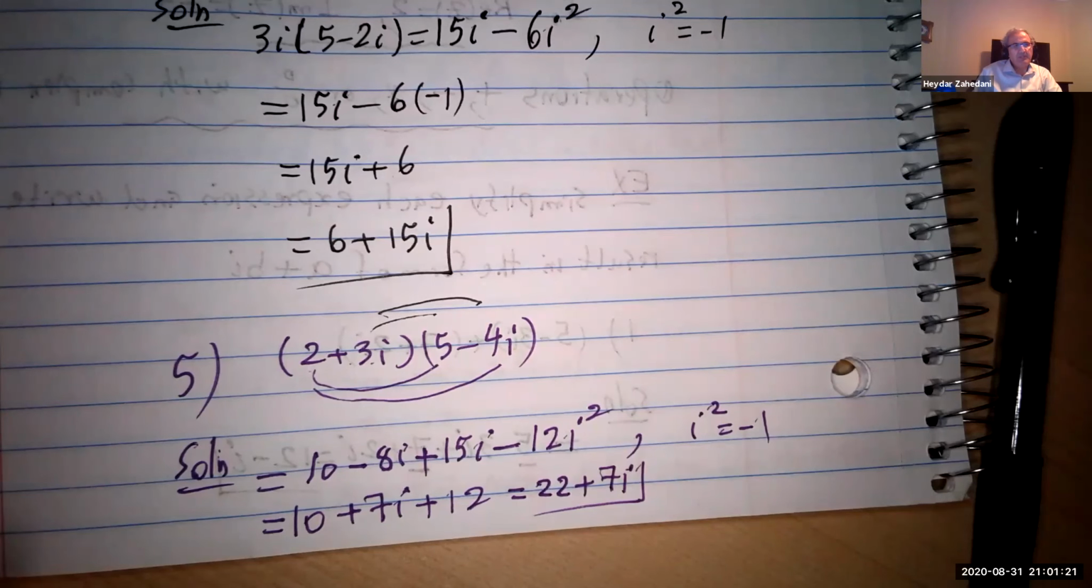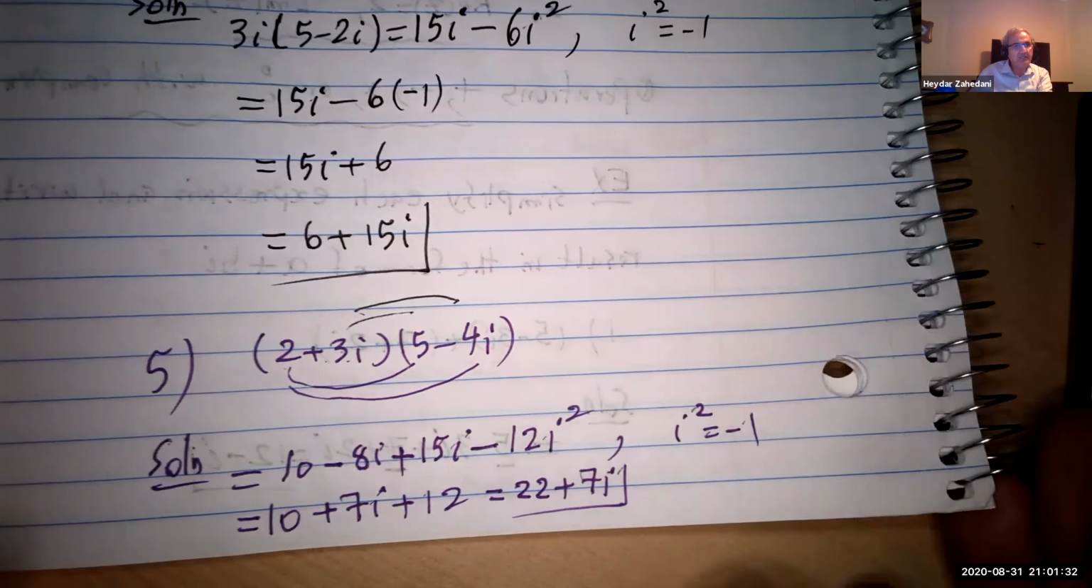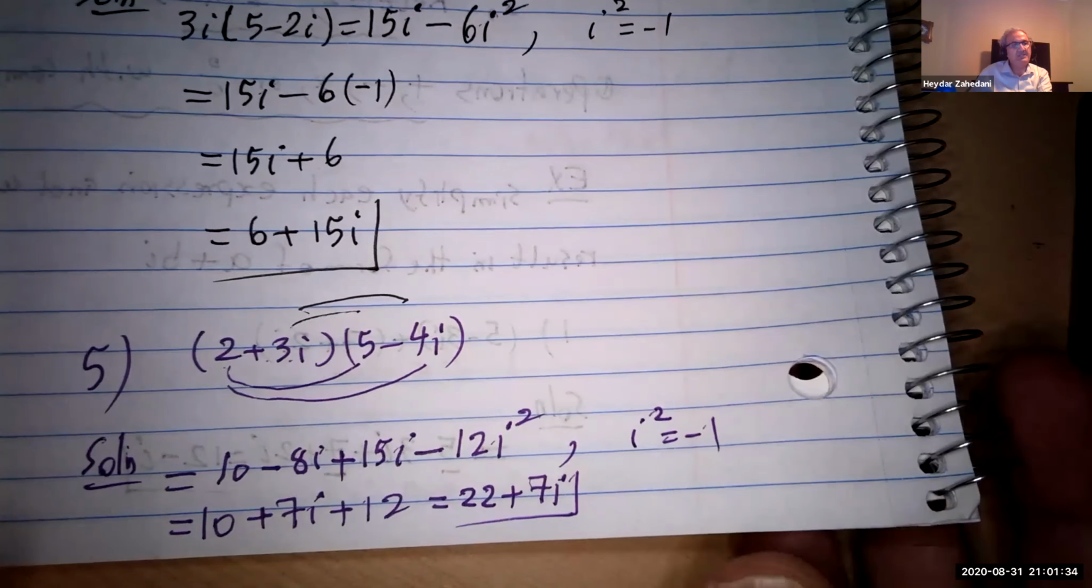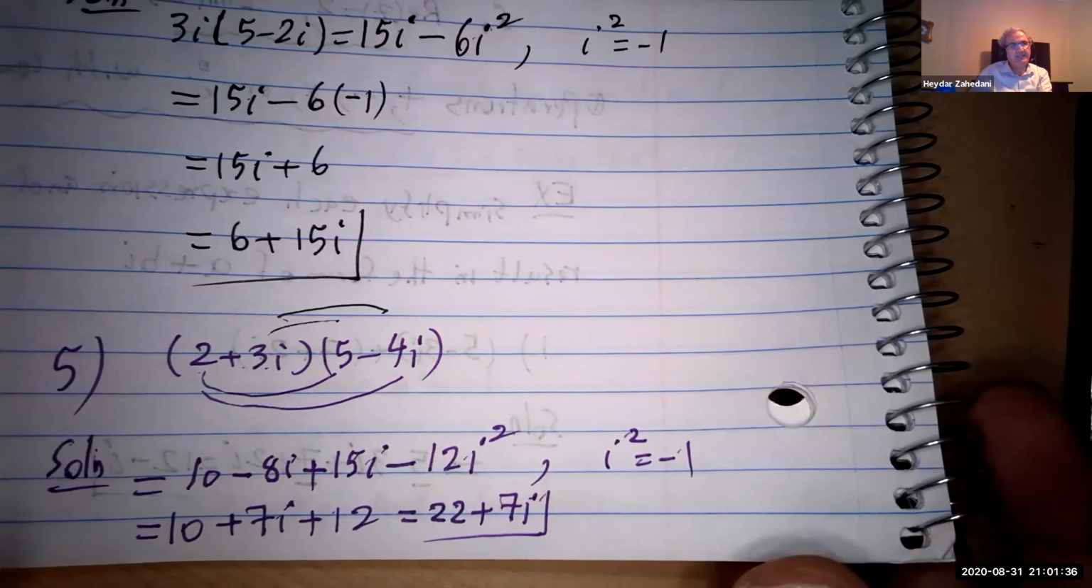Okay, so it's a multiplication. You may have to use the FOIL method so we can do it. Any question? Now, there is a special product that we are going to use, like the special product that you have in algebra. So what's going to be that special product? Number 6. You can use the FOIL or you can use the special product.